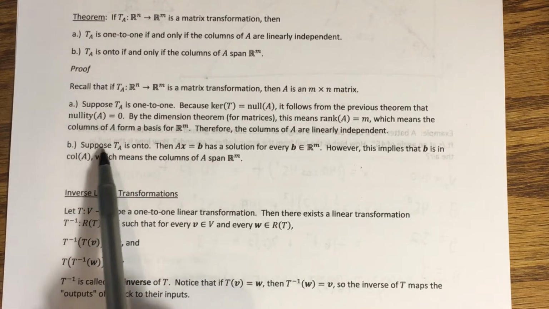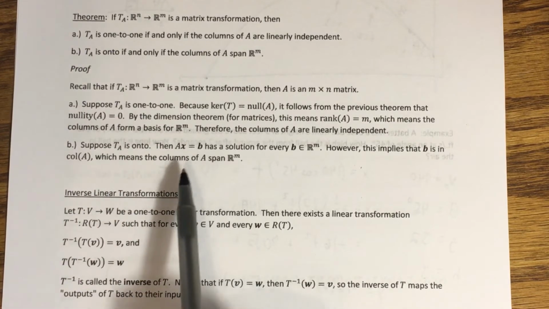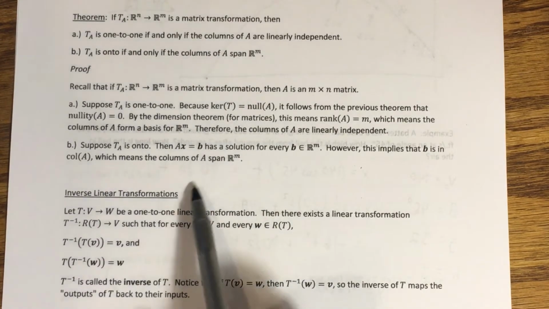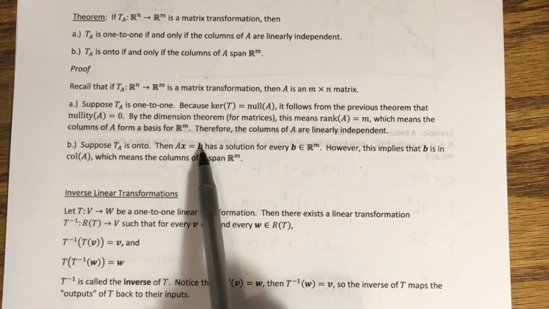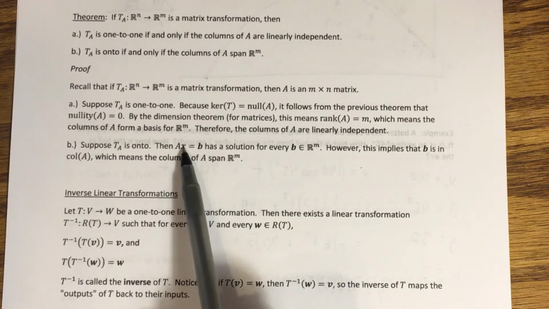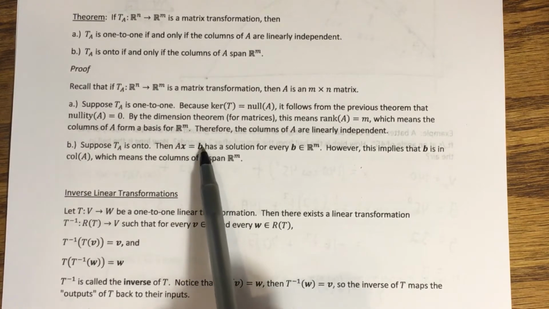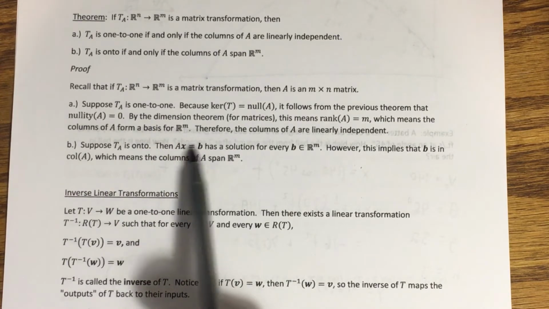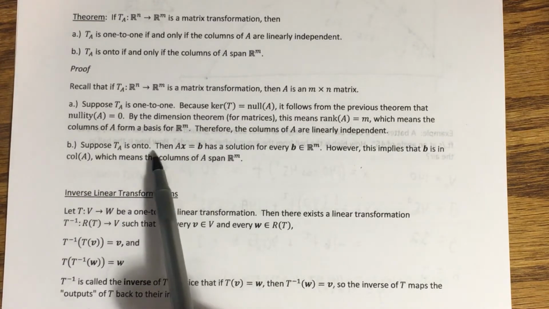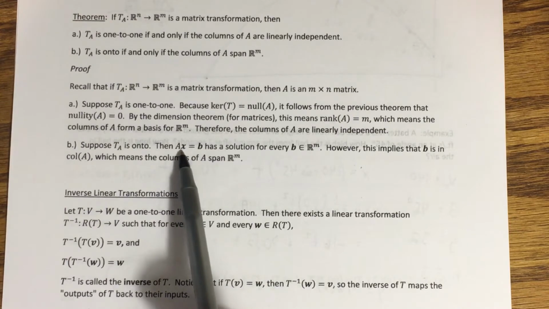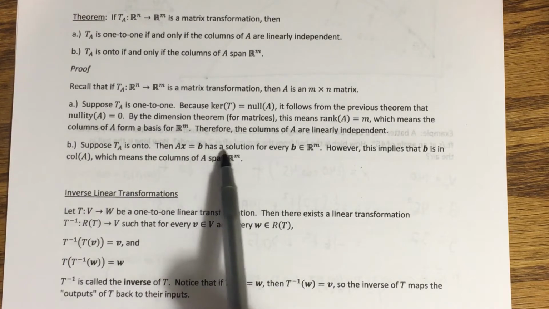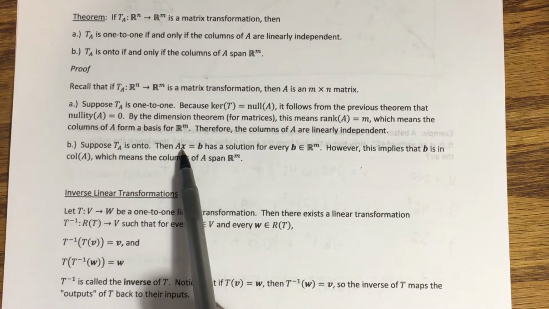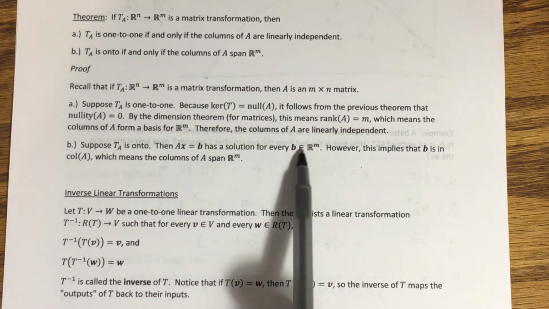Similar here, so let's suppose T_A is onto. Well, again, remember, how do you prove that something is onto? You pick an arbitrary vector in your codomain and show that we can find a vector in the domain that maps to that vector. So if it's onto, then another way of stating that in the context of matrix transformations is that AX equals B always has a solution for every B in Rm. That means we can always find an X in Rn that has B as an image.